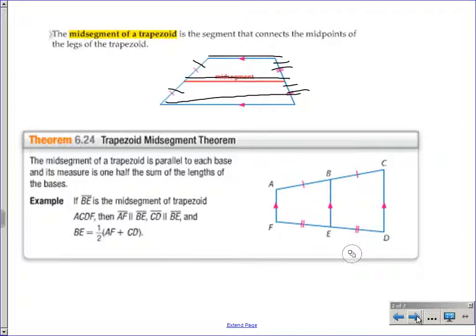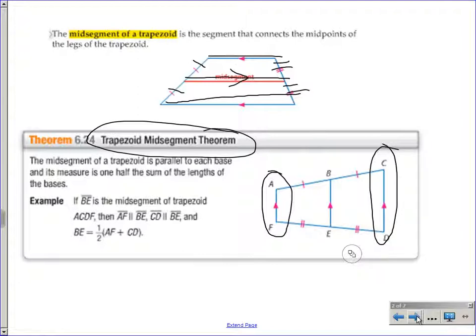Additionally, what I know is the mid-segment theorem is that basically the mid-segment of a trapezoid is parallel to each base, so parallel, and its measure is 1/2 the sum of the lengths of the bases. What that means is if I add the segment AF to the segment CD and average that, so divide it by 2, that'll give me the length of BE. So we'll put that into practice shortly. Let's finish going over our shapes.